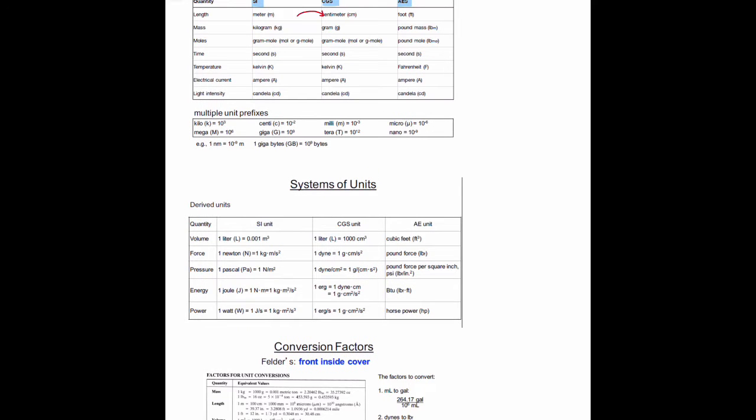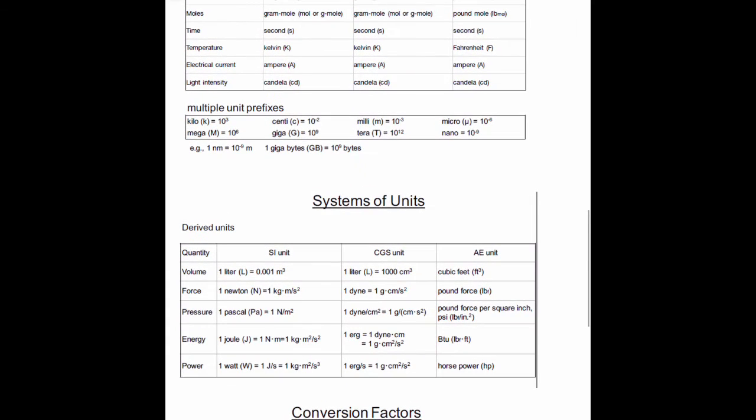Multiple unit prefixes have 10 to the power of a number, for example, kilo is 10 to the power of 3, mega is 10 to the power of 6. It can also be used to represent a smaller quantity, such as milli, which is 10 to the power of negative 3. Here you can see in the example that 1 nanometer is equivalent to 10 to the power of negative 9 meters.